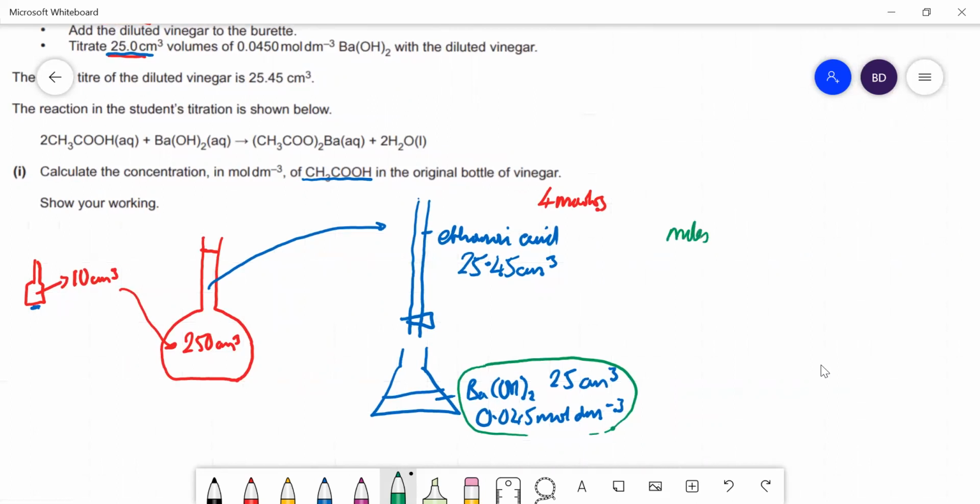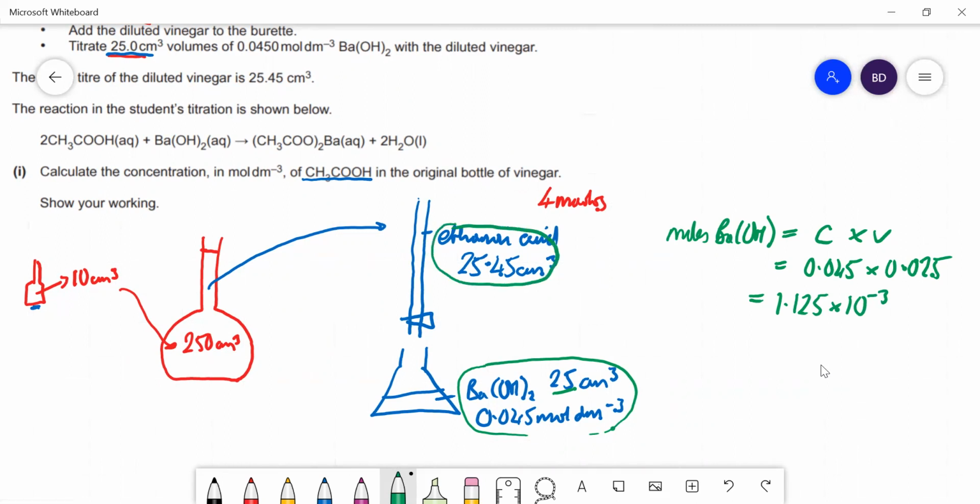Moles of BaOH equals concentration times volume. Concentration 0.045, volume in dm cubed is 0.025. That gives us a number of moles of 1.125 times 10 to the minus 3. Now, how many moles of ethanoic acid does that correspond to? So how much ethanoic acid have we got in here? Well, we'll look at the ratio. It's 1 mole of barium, you need 2 moles of ethanoic acid.